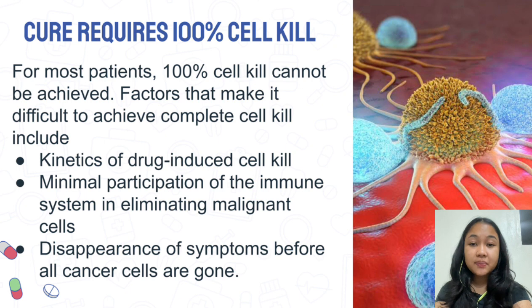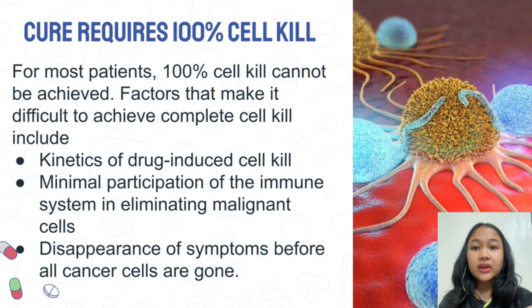Next is the minimal participation of the immune system. The immune system does not participate in killing cancer cells since it thinks that it is a normal cell. Additionally, some anti-cancer drugs are immunosuppressants, and some cancers of the immune system themselves, like lymphomas and leukemias, compromise the immune response. Third is the disappearance of symptoms before cancer cells are gone. Once the malignant cells are less than 1 billion, they become undetectable and symptoms disappear. Because of this, there is no objective indication to stop or continue the treatment. If treatment is stopped before all cancer cells are gone, the patient may experience relapse.